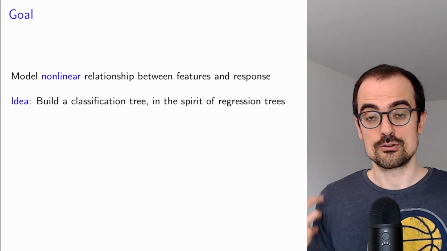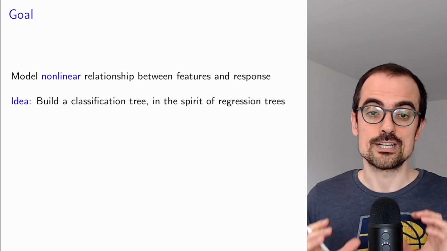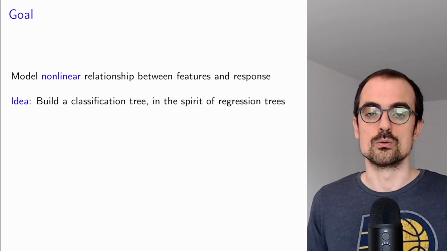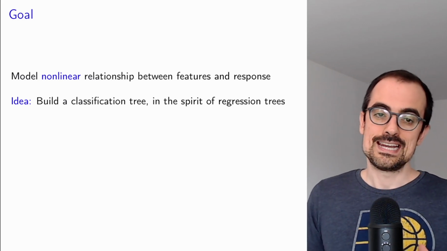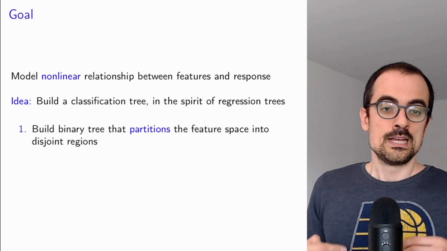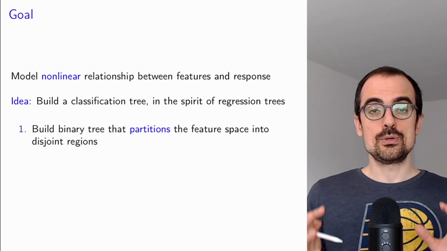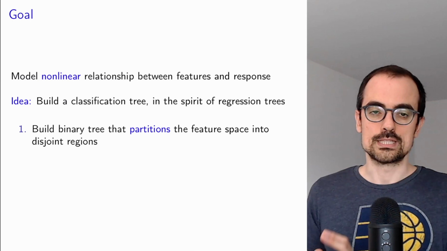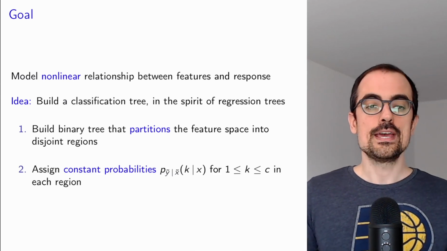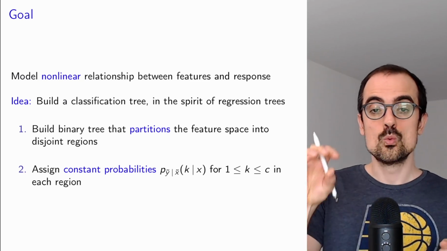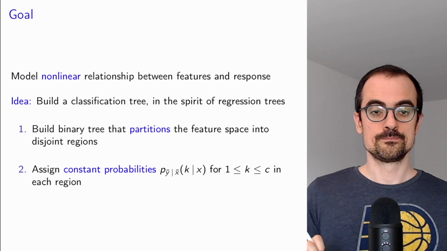In the video on regression trees, we explained how regression trees are able to capture nonlinear dependence that you cannot capture with a linear regression model. Now we're going to do the same, but for classification. The idea is to build a binary tree that partitions the feature space into these joint regions. We're going to visualize exactly what I mean in a moment. And then we're going to assign constant probabilities to each class within each of these regions.